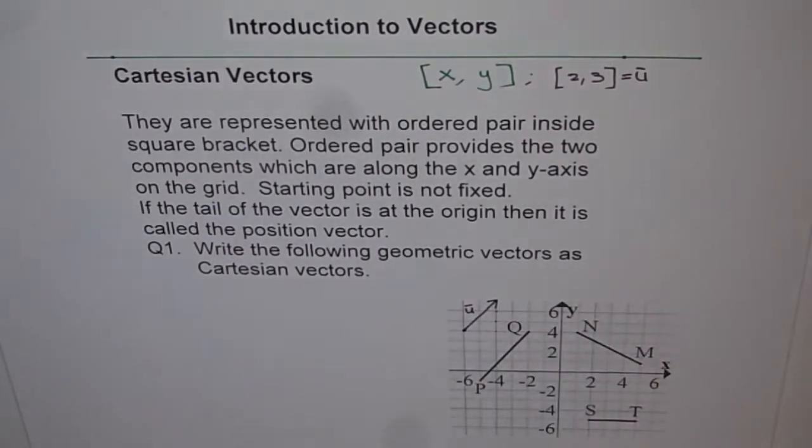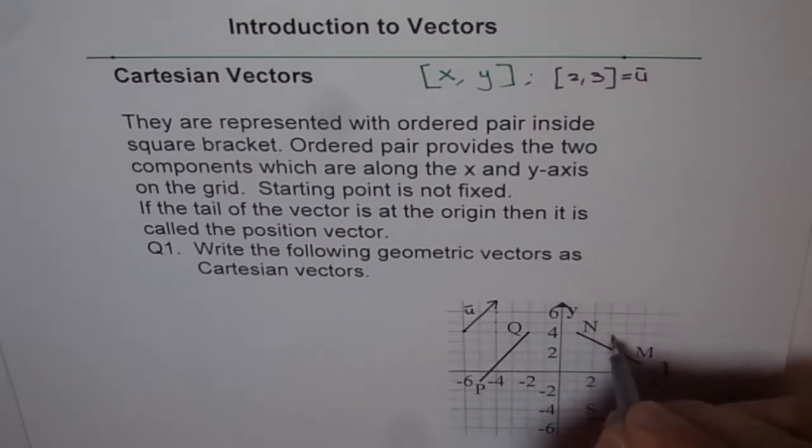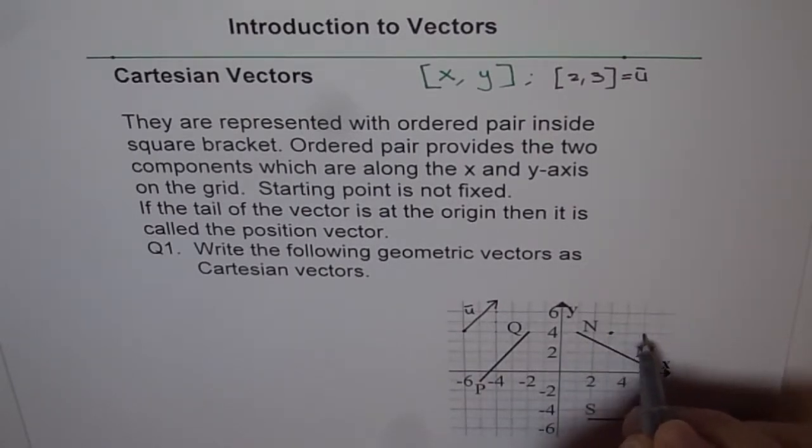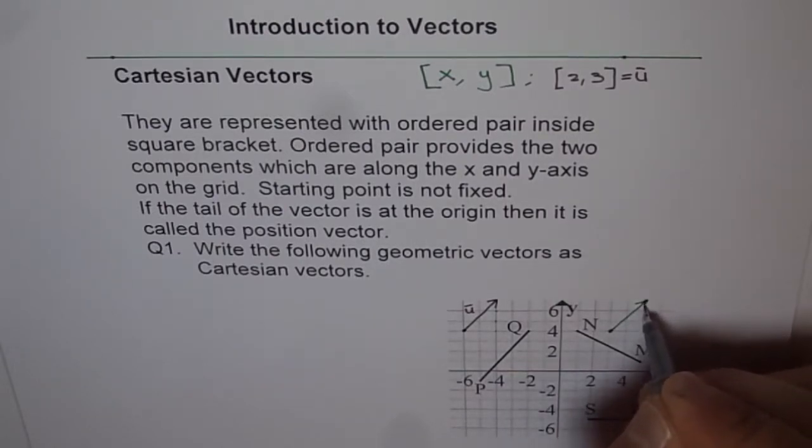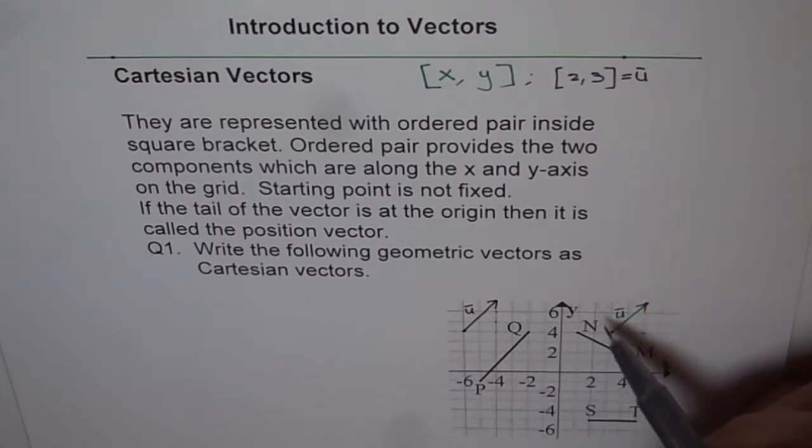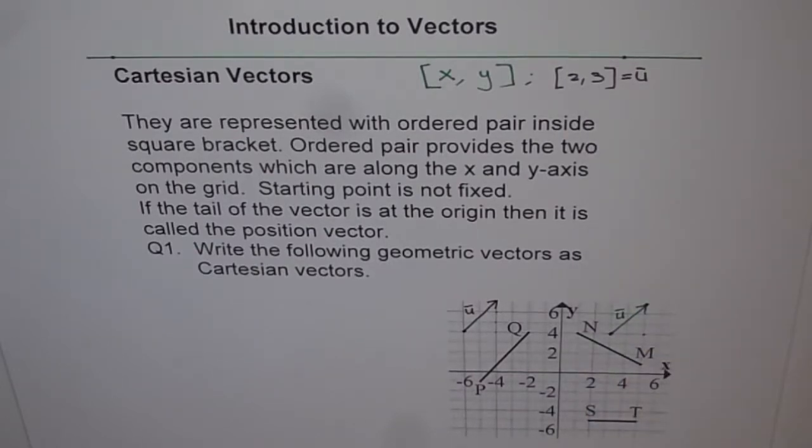Now, we could have started from some other location also. Let's start from here. We go 2 and then 1, 2, 3. There you are. This vector is also u and it represents the same thing, [2, 3]. Do you see that? So we can draw any number of vectors on our grid. All will be equivalent vectors, exactly the same vectors. Why? Their magnitude is the same, their direction is the same. So on a grid, we can represent this vector u in many different places. So place or position is not very important.